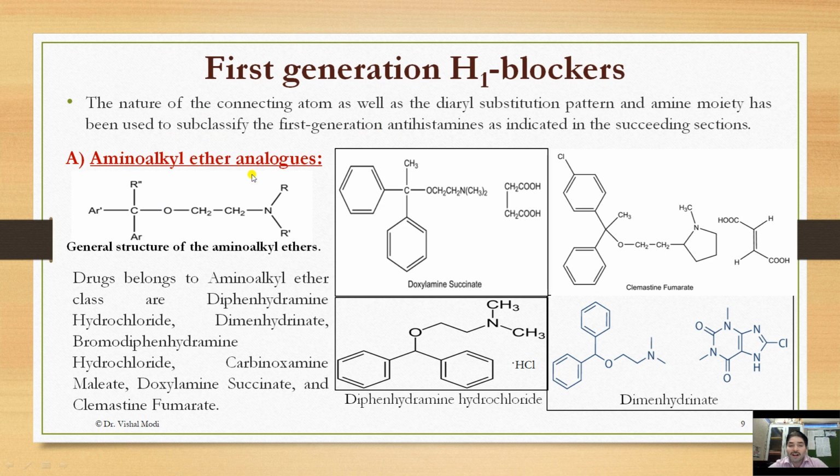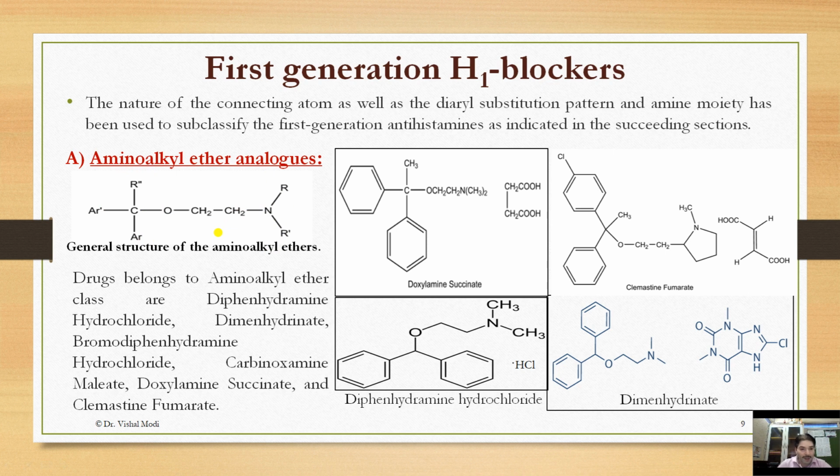Now aminoalkyl ether analogues, the first class from this category. This is the general structure of aminoalkyl ether analogues. This is the ethylene side chain, and the connecting atom is oxygen, so due to oxygen it is called an ether linkage. Here is an amino group, this is the alkyl, aminoalkyl ether, and this is the aryl group. That's why it is called aminoalkyl ether analogues.